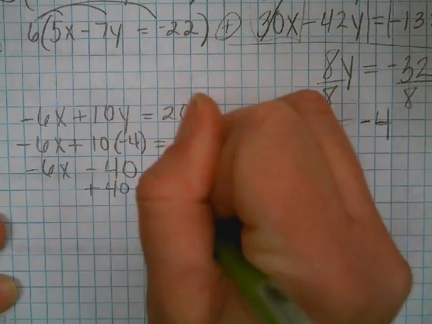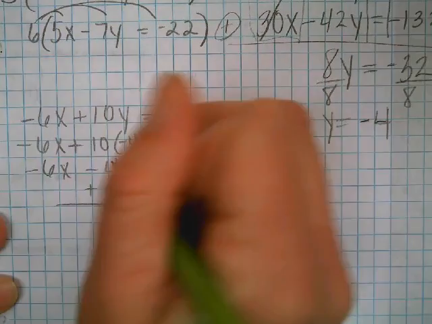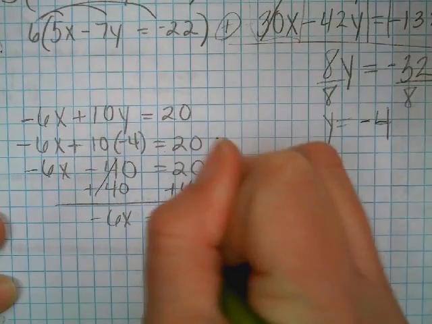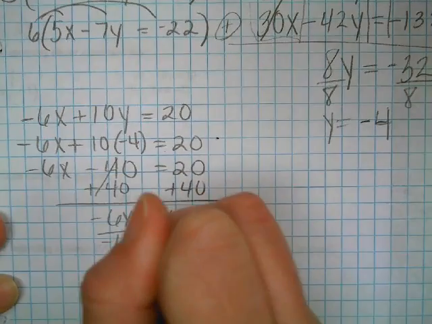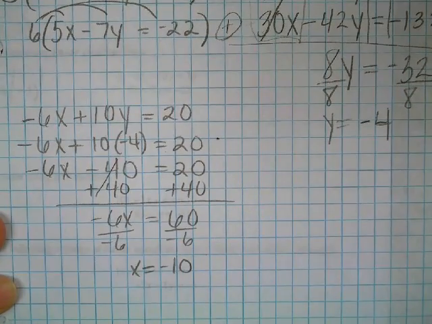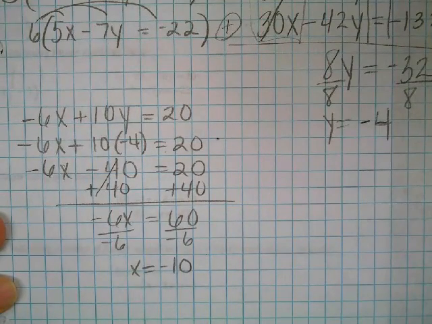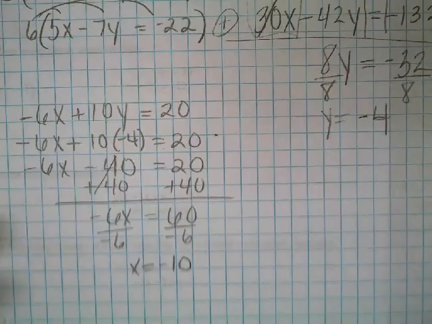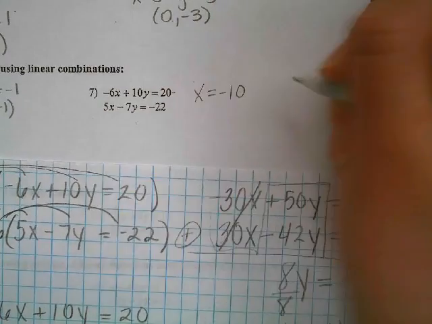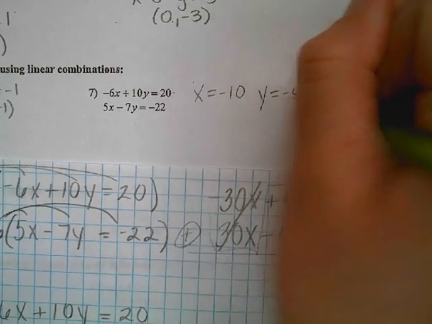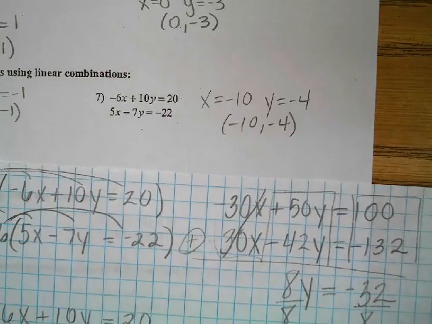Then I'm going to add 40 to both sides. Now I'm left with negative 6x equals 60, and 60 divided by negative 6 is negative 10. So I have x is negative 10 and y is negative 4. I'm going to write that on the study guide. Next to number 7, we have x is negative 10, y is negative 4, and then we're going to write the ordered pair, negative 10, negative 4.